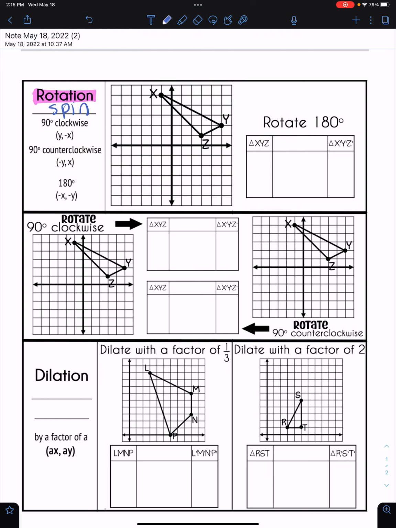All right, so we're going to learn how to rotate three different ways: 90 degrees clockwise, 90 degrees counterclockwise, and a full 180 degrees. You can see that different things happen to the X and the Y of your ordered pairs of each of the points in your shape, depending on which way you're rotating it. So maybe it's good to know that clockwise is this way. Not sure if everybody knows that, but let's put that down there. This way, going the opposite way a clock goes, is counterclockwise.